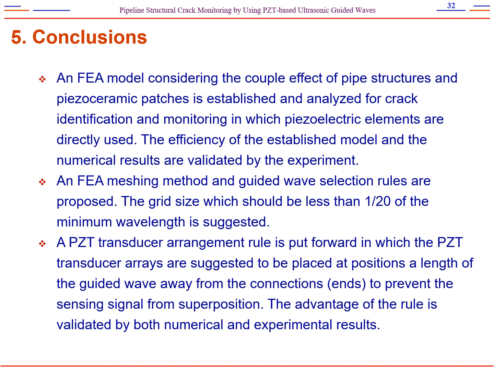An FEA meshing method and guided wave selection rules are also proposed. The grid size, which should be less than 1/20th of the minimum wavelength, is suggested. A PZT transducer measurement rule is put forward, in which the PZT transducer arrays are suggested to be placed at positions a length of a guided wave away from connections to prevent the sensing signal from superposition. The advantage of the rule is validated by both numerical and experimental results.